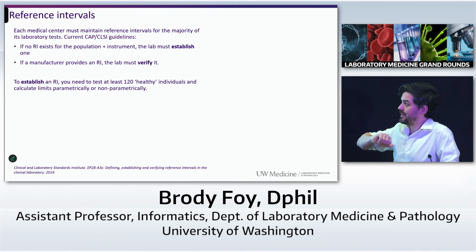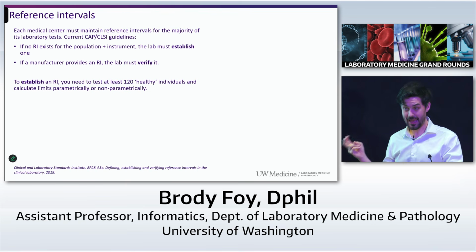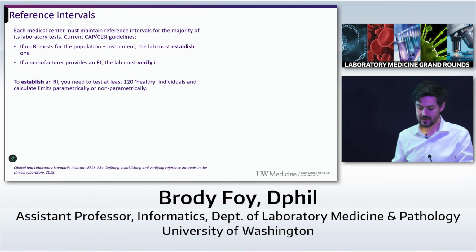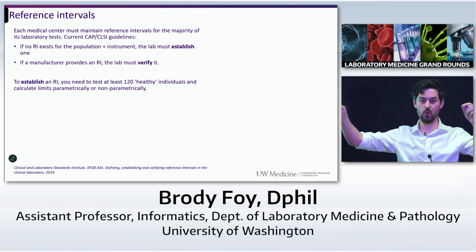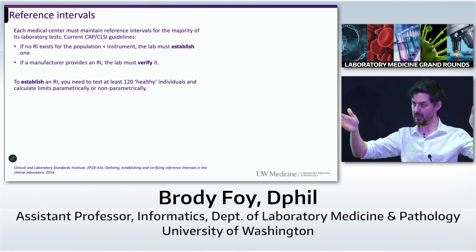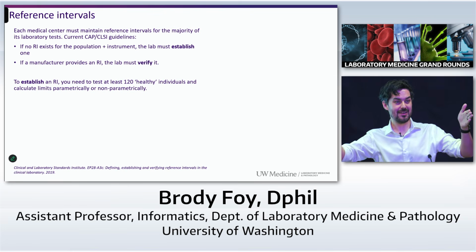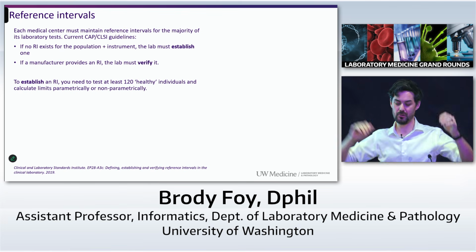CAP will say that to establish a reference interval, you have to take at least 120 healthy individuals, usually meaning you screen them, ask them about their disease states and comorbidities, etc. And then you can calculate limits either parametrically, which means you calculate the mean and the standard deviation and extrapolate out what that would make the lower and upper percentiles, or non-parametrically: line your data up from smallest to largest and find out where the cut points are.